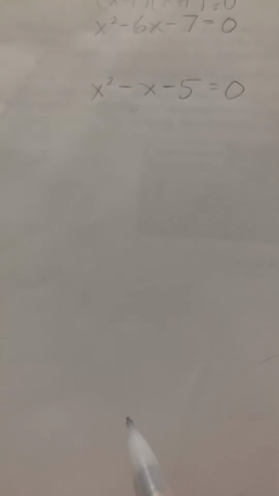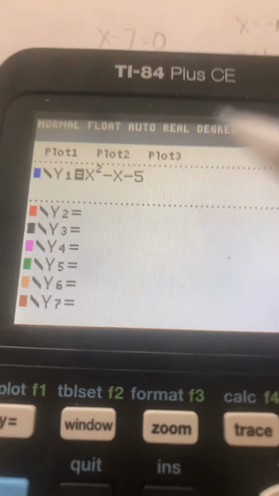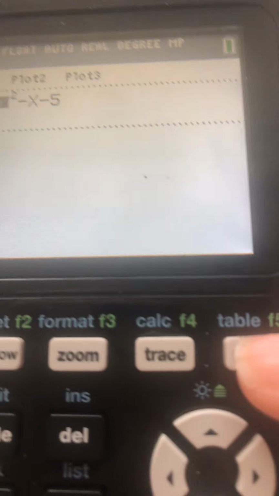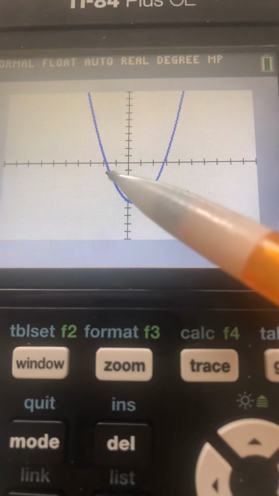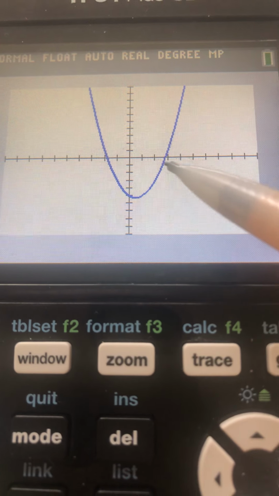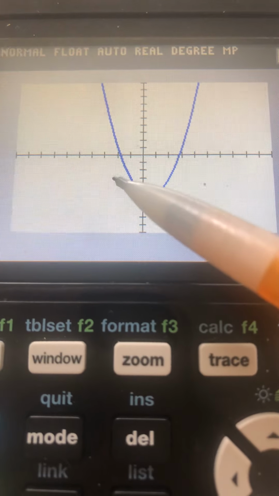And let's just go back and look real quick at this equation on the calculator. If you look at that equation on the calculator, and if I hit graph, you'll notice there are solutions. There's one right there, and there's one right there. But you cannot find those solutions by factoring.